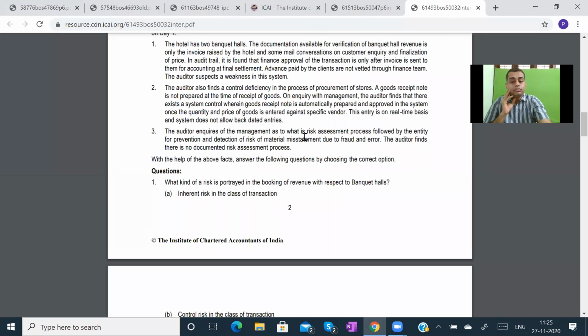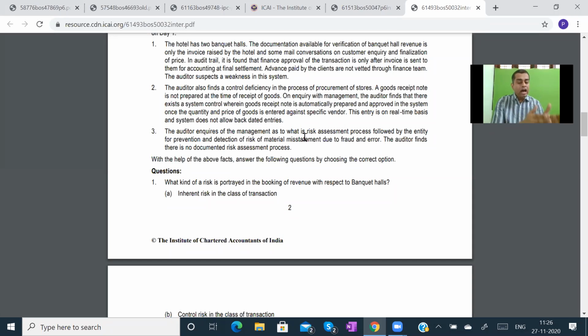Read part 2. The auditor also finds a control deficiency in the process of procurement of stores. A goods receipt note is not prepared at the time of receipt of goods. On enquiry with the management, the auditor finds that there exists a system control wherein the goods receipt note is automatically prepared and approved in the system once the quantity and the price of the goods is entered against a specific vendor. This entry is on a real-time basis and the system does not allow backdated entries. So the auditor found that when the company is receiving goods, the goods received note is not recorded. But there is a system.